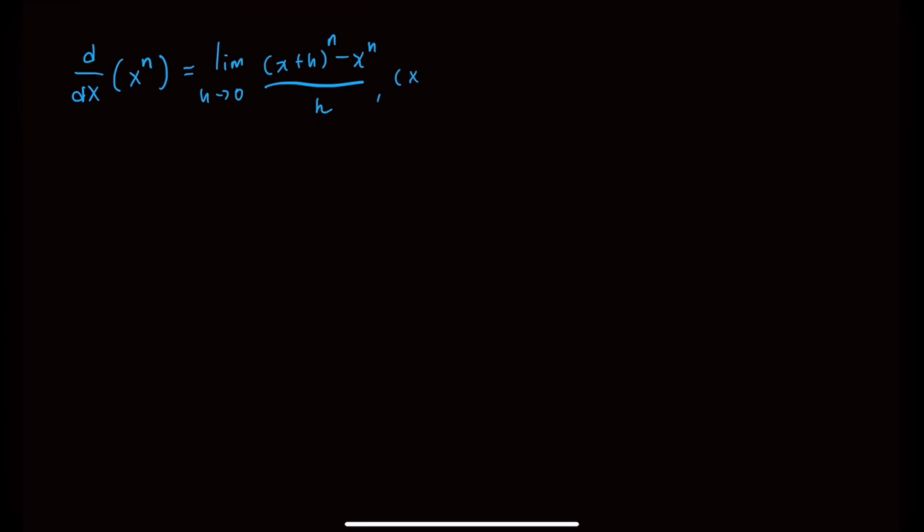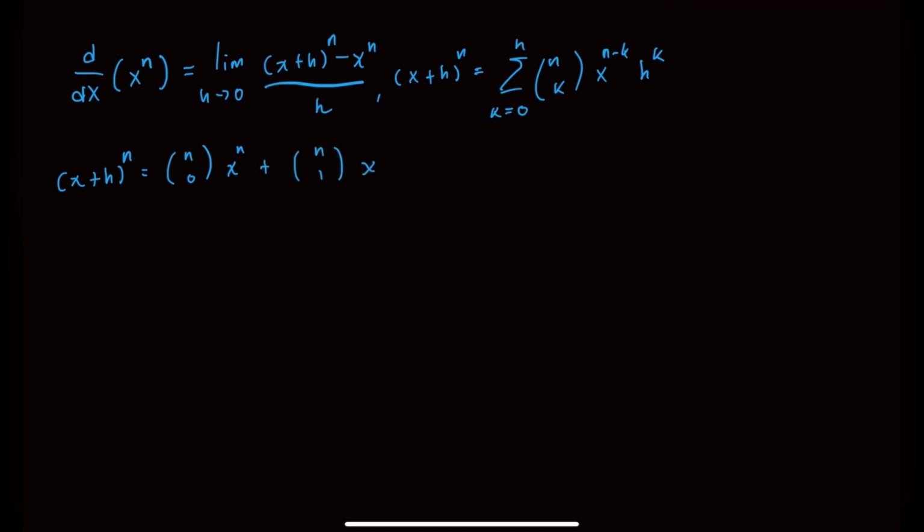And we use the fact that (x plus h)^n is the sum from k equals 0 to n of n choose k, x^(n minus k), h^k. And when we expand that, we have (x plus h)^n is n choose 0, x^n, plus n choose 1, x^(n minus 1) h, plus n choose 2, x^(n minus 2) h squared, all the way up to n choose n, h^n.